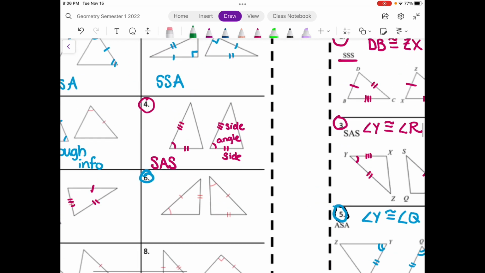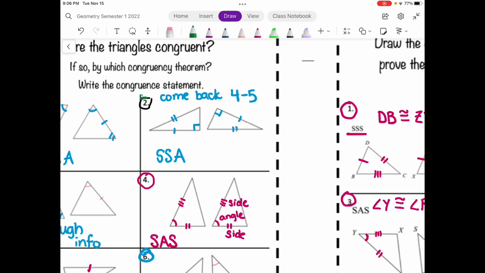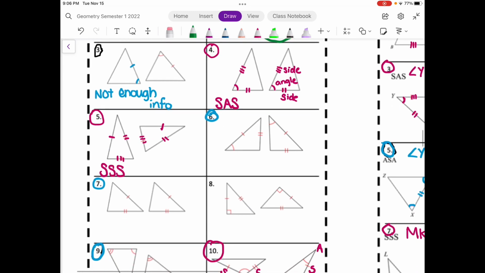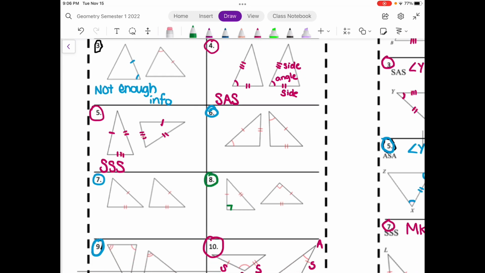So last video, notice I put a little note there. We're going to come back to that when we get to 4-5. So originally we were like, no, it can't be because it's side-side-angle. However, since this is a right angle and I have legs congruent and hypotenuse congruent, these are congruent from the hypotenuse leg theorem. Okay, so those are only true if you see a little right triangle symbol. So like if I look here, I have the right triangle. So I have a leg and a hypotenuse. They are congruent, so that is hypotenuse leg.